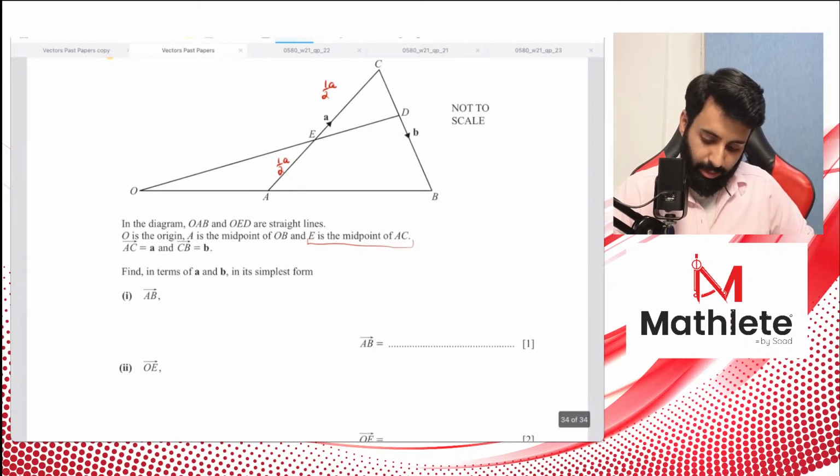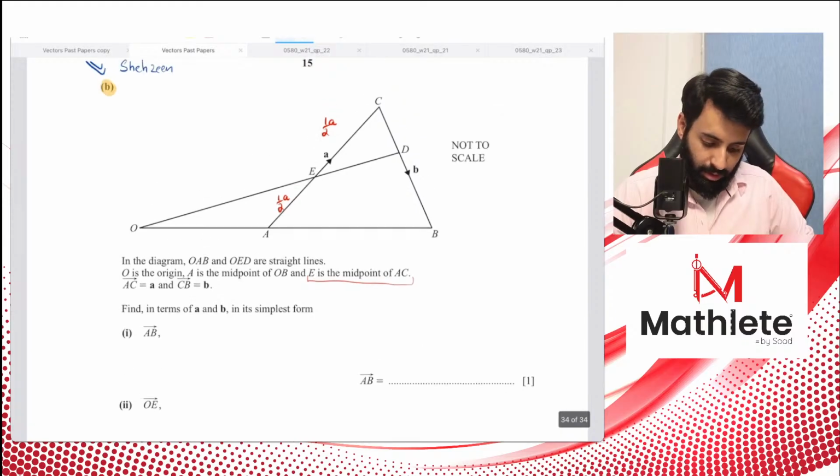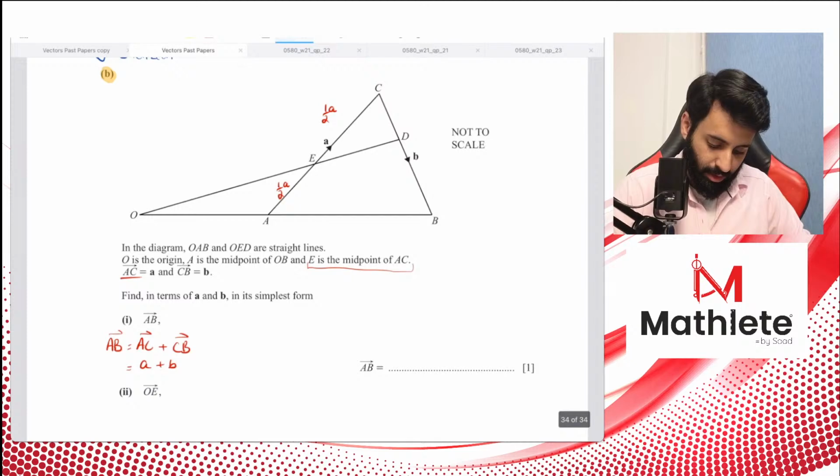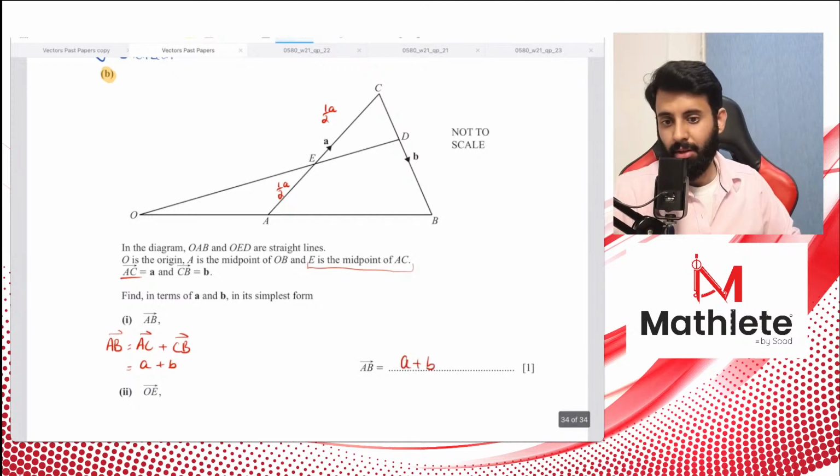Now comes part 1. Part 1 says find AB. Let's see what we can do that will take us from A to B. We can go from A to B by first going from A to C and then from C to B, using the head to tail rule. What's AC equal to? AC is equal to a. And what is CB equal to? That's equal to b. So now you have a plus b.